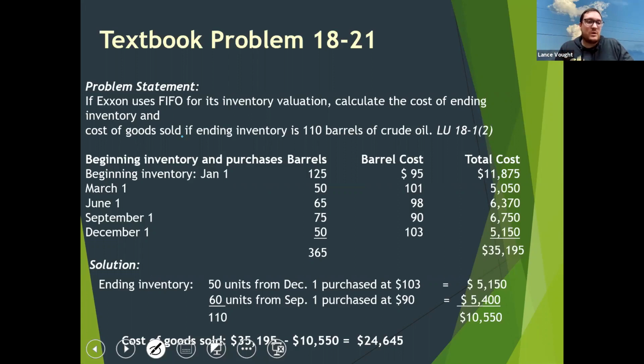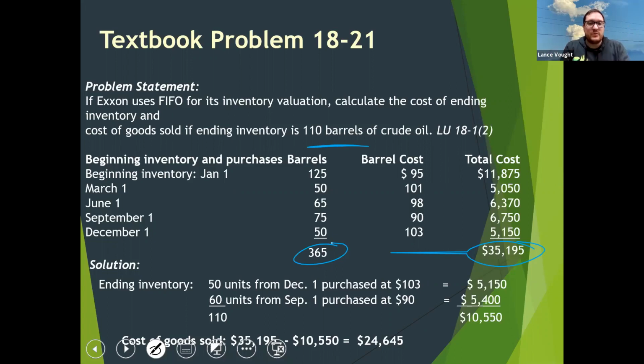Well, this is 18.21. The reason they're giving us this example, instead of having to fill out an entire table, is that you're just solving one specific problem. Question 18.21 says, if Exxon uses FIFO for its inventory valuation, calculate the cost of ending inventory and the cost of goods sold if ending inventory is 110 barrels of crude oil. So the first step is to determine the total cost and the amount of barrels that were in inventory to begin with that could have been sold.